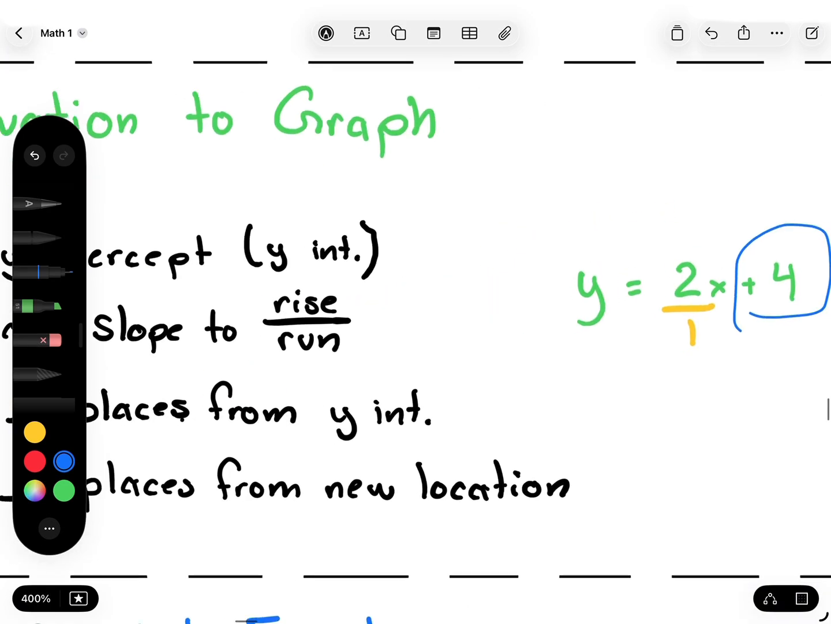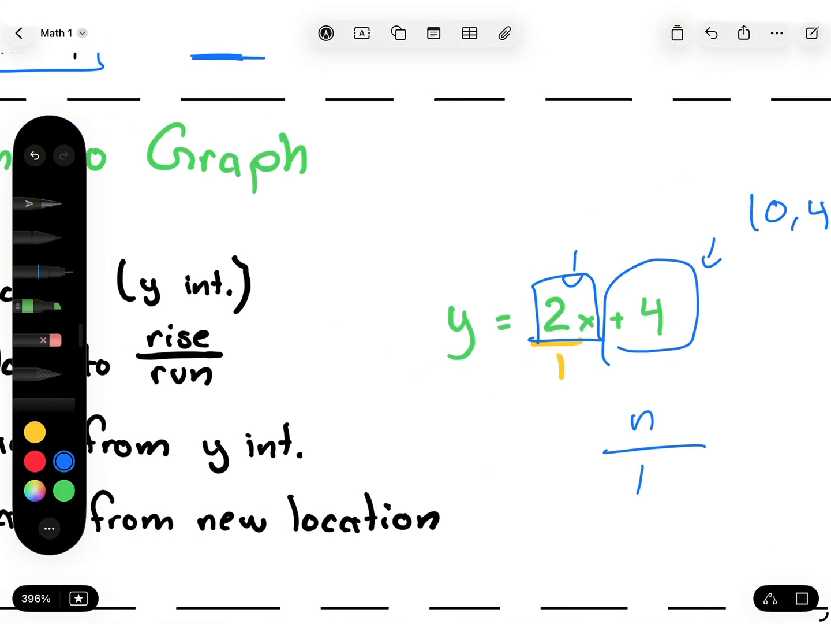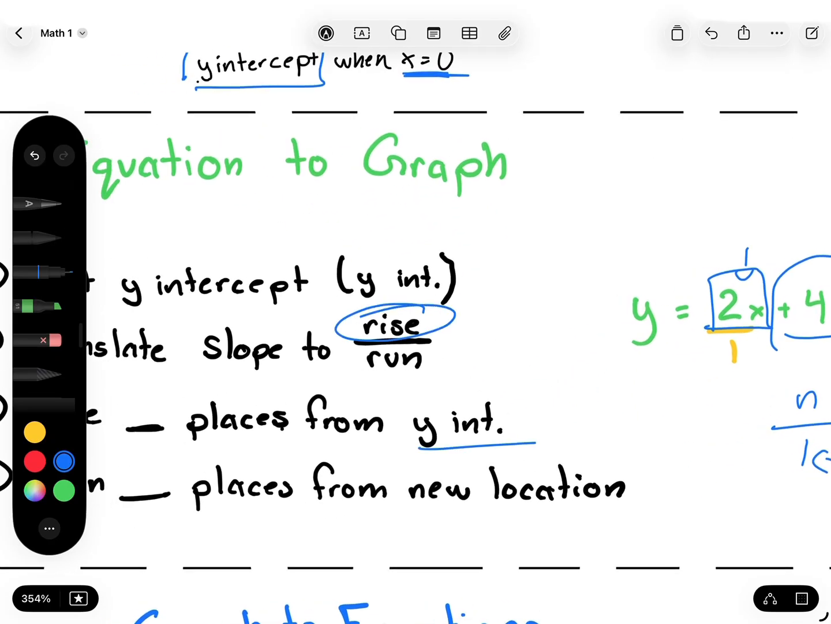Next, we're translating to rise over run form. We know that any solid number is essentially just that number over 1. So our rise is 2, and our run is 1. Next, we're going to rise 2 places from our y-intercept, and then we're going to run 1 place from the new location.